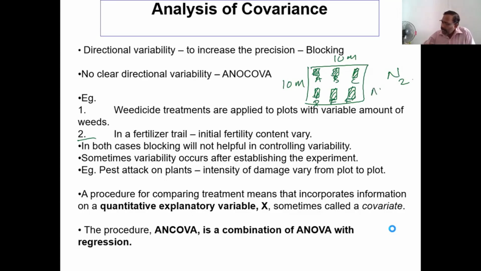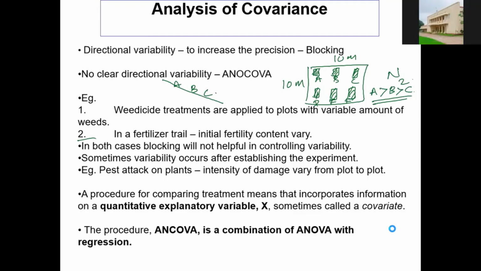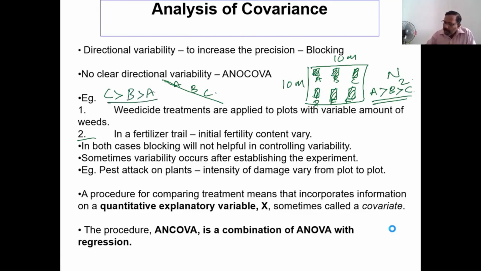Can we say A is greater than B, greater than C? Can we say like this, nitrogen? Because it is flat, we cannot say. It is a flat line. Now let's say I have a slope line, A, B, C. Can you tell me where the nitrogen level is high? C is higher. Here there's a gradient. C is higher than B, than A. Now we have a logic.